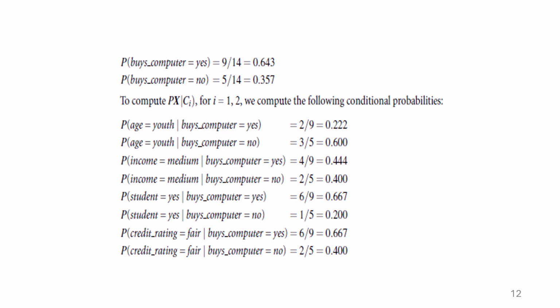To compute the probability of X given Ci for the two classes, for i equals 1, 2, we can compute the following conditional probabilities, for all the yes categories and for all the no categories, for all the attributes. Likewise, for age equals youth and buys computer equals yes, and age equals youth and buys computer equals no. For all the other attributes like income, student, and credit rating, the probabilities are also calculated.